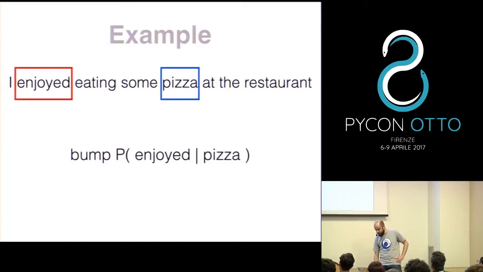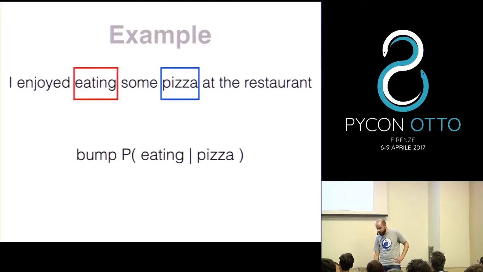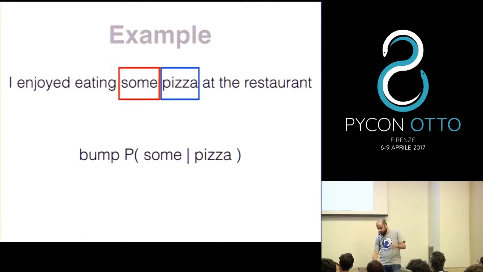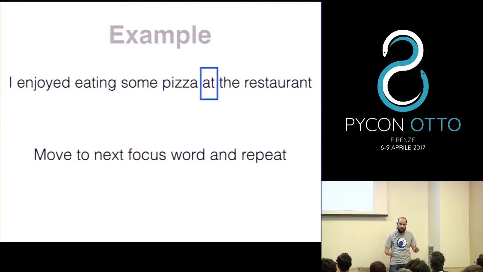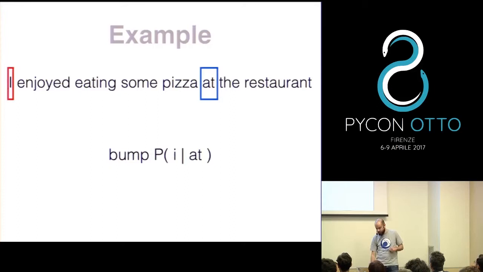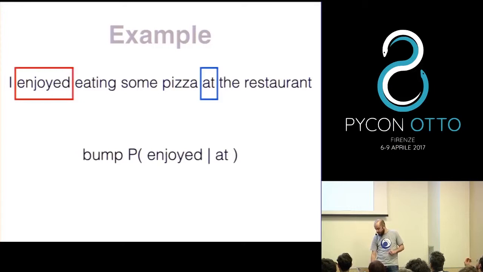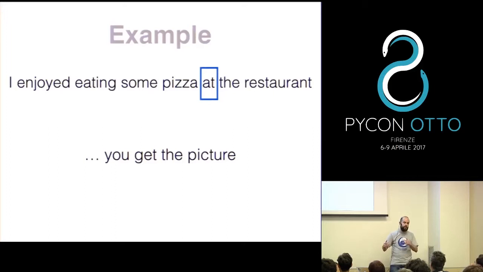I see the word enjoyed, and I bump the probability of enjoyed given pizza. I see the word eating, and I bump the probability of eating given pizza. And then we iterate all the way until the end of the sentence. Once we get to the end of the sentence, we move on to the next focus word and repeat. So I see I given at, and I bump the probability of I given at. I see enjoyed, and I bump the probability, and you get a picture of what's going on here. So this is a nested for loop, and the core of the matter here is bumping these probabilities.